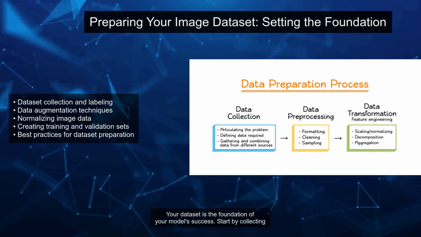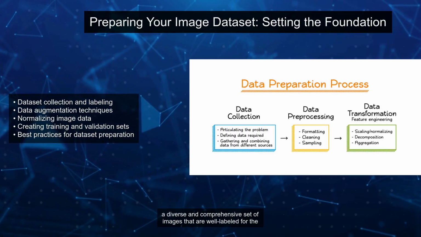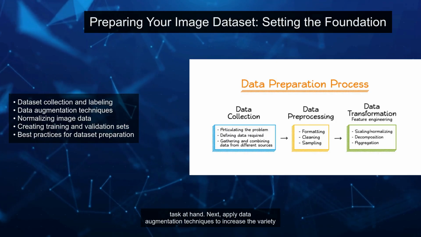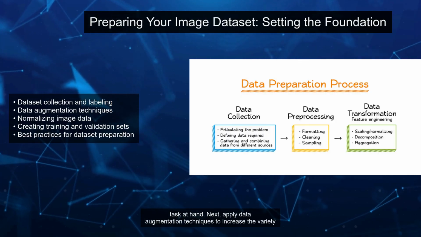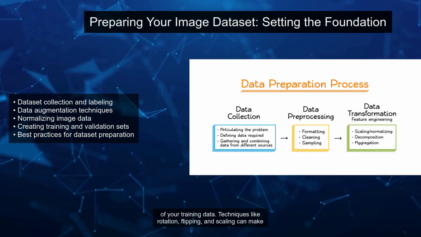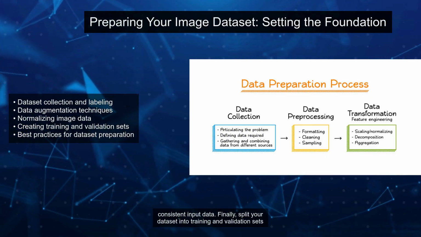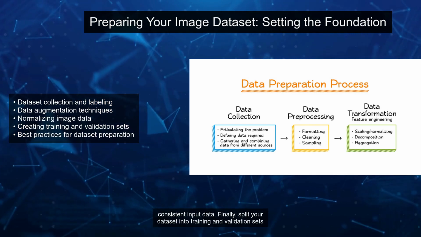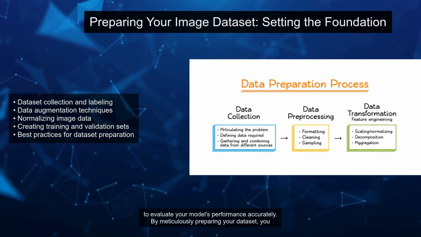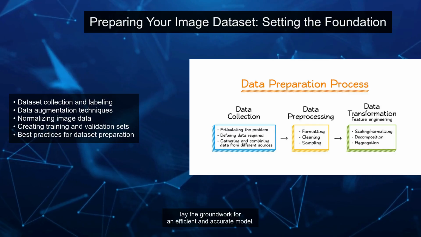for your unique needs. Your dataset is the foundation of your model's success. Start by collecting a diverse and comprehensive set of images that are well labeled for the task at hand. Next, apply data augmentation techniques to increase the variety of your training data. Techniques like rotation, flipping, and scaling can make your model more robust. Don't forget to normalize your images to ensure consistent input data. Finally, split your dataset into training and validation sets to evaluate your model's performance accurately. By meticulously preparing your dataset, you lay the groundwork for an efficient and accurate model.